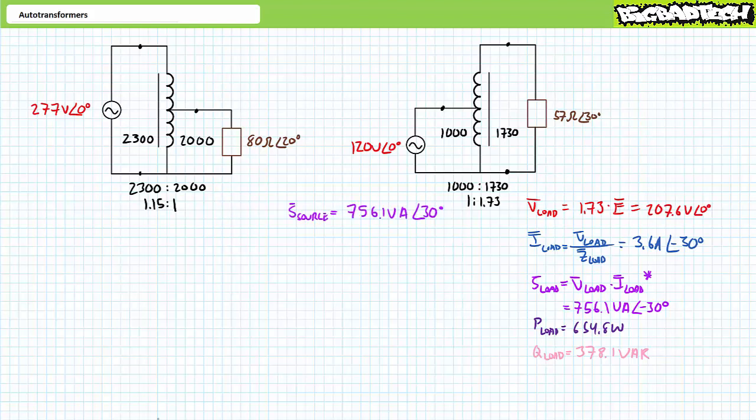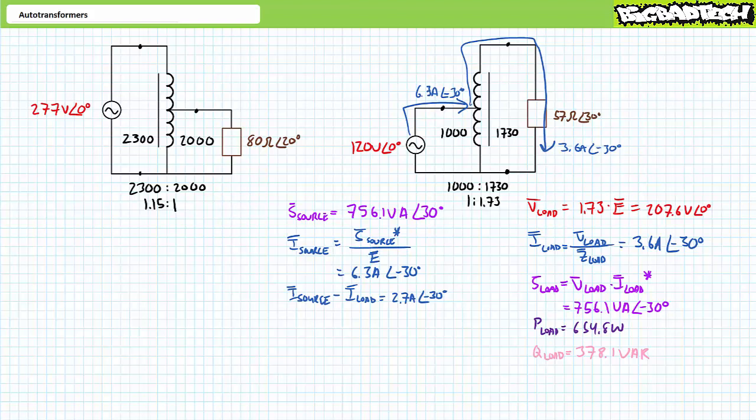Assuming the autotransformer is 100% efficient, we can say an identical amount of apparent power is supplied by the primary. An algebraic manipulation of the power equation, solving for current, demonstrates the primary input side of the autotransformer must draw roughly 6.3 amps of current at an angle of negative 30 degrees from the 120 volt source.